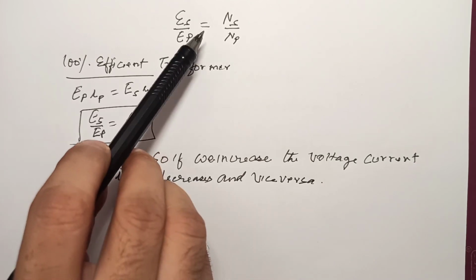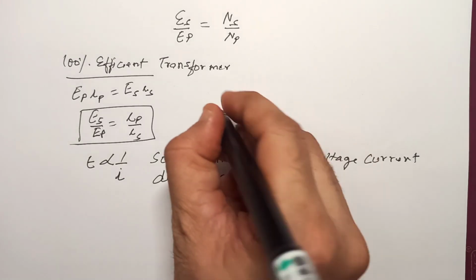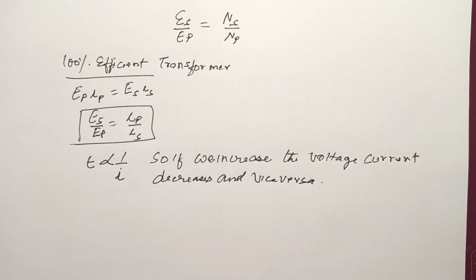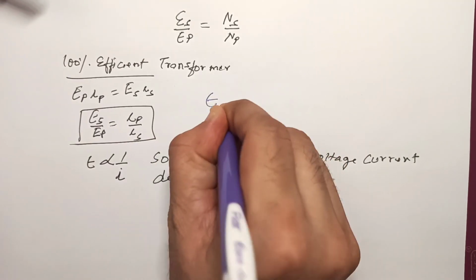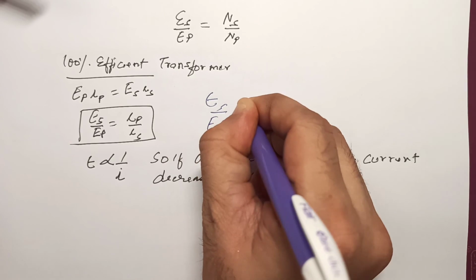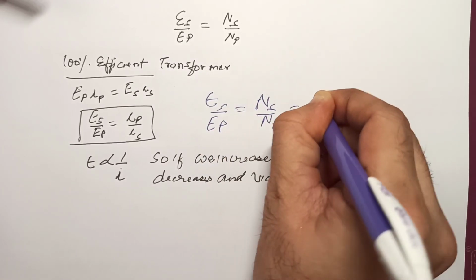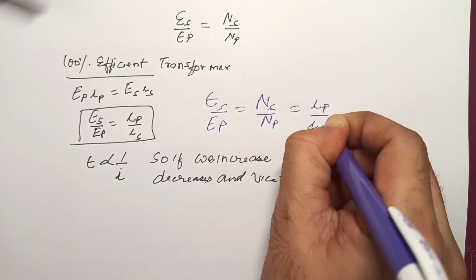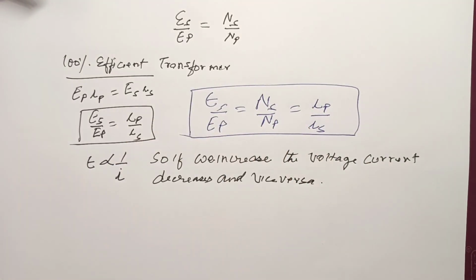If I combine this formula and this formula, let me write in a different color, then I can say ES by EP is equal to NS by NP is equal to IP by IS. Okay.